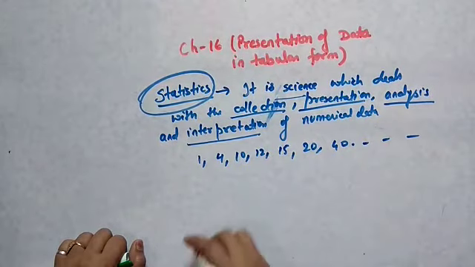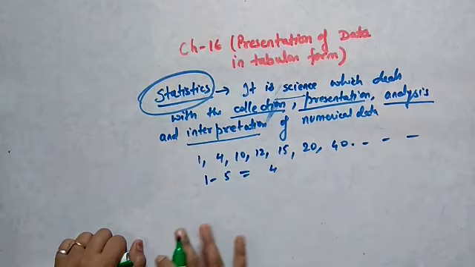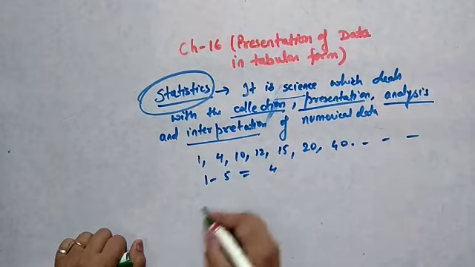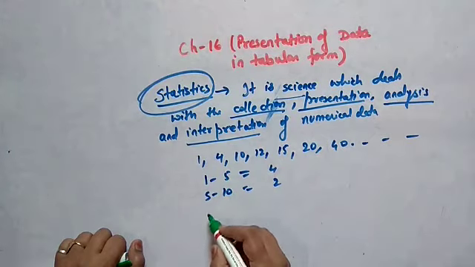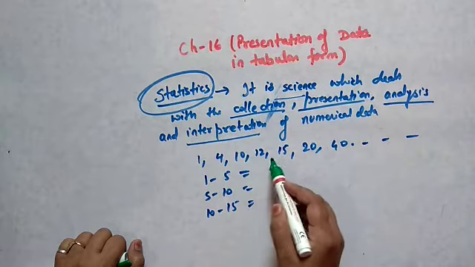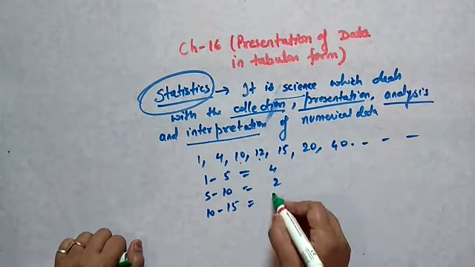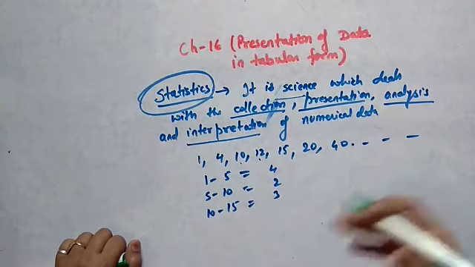ठीक है, कैसे प्रेजेंट करेंगे? अरे बाप रे, 1 से 5 तो बस 4 ही बच्चा है, चलो ठीक है, कम मार्क्स वाले कम ही बच्चे हैं. देन like 5 to 10 I have 2 student. Okay, in same way 10 to 15 I have 1 2 3 student, like this. So this is the presentation. Then I will do the analysis.